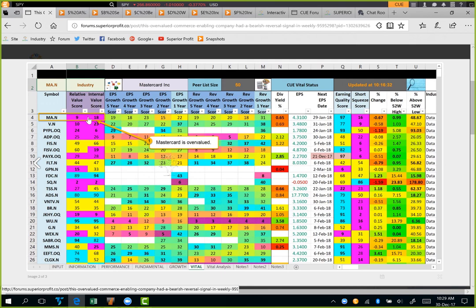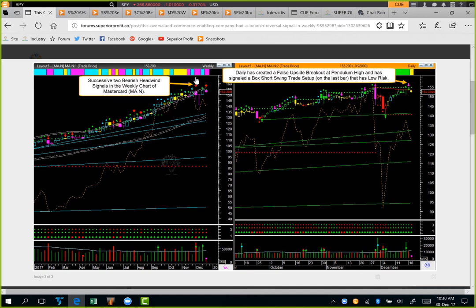I had drilled down to the stocks, or I could do a peer comparison of MasterCard. In this case, I did an industry peer comparison of MasterCard, and instantly using color coding, you can see that MasterCard was overvalued, both in terms of relative valuation and internal valuation. At that time, weekly had multiple bearish headwind signals. That was a potential reversal signal, and the weekly candle at the right edge had turned magenta, bearish. Daily declined a little bit, tried to go up, and then dipped again at the right edge. Based on that, I had suggested that we might look for possible short opportunities.